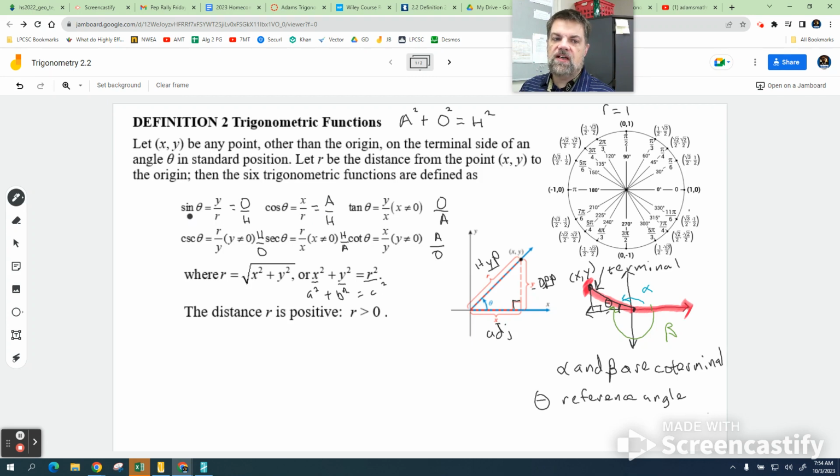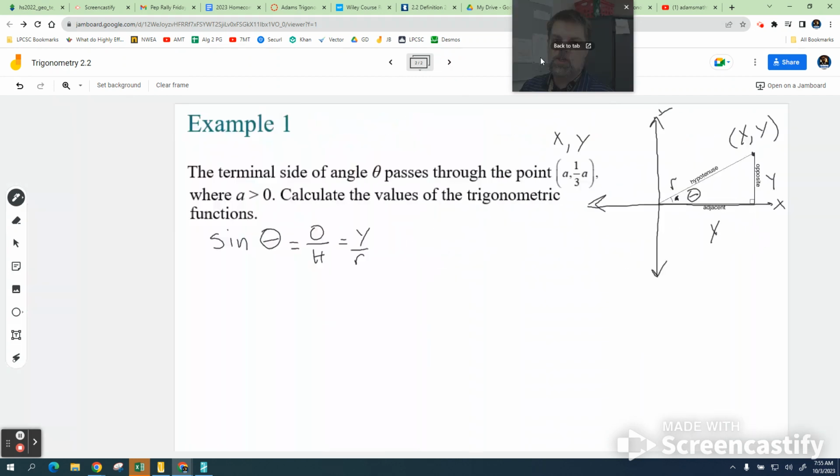And then cosecant is a reciprocal of sine, so that becomes the hypotenuse over the opposite. Secant is the reciprocal of cosine, so that becomes the hypotenuse over the adjacent. And then cotangent is the adjacent over the opposite. So we're just flipping these ratios.